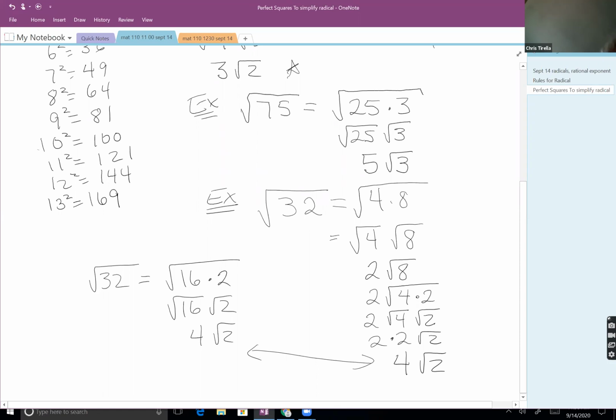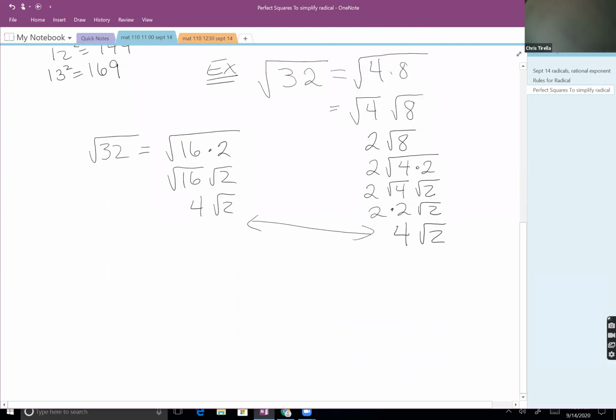They get interesting when you start throwing variables in there. If I have the square root of x to the 6th, what would I square in order to get x to the 6th? Something squared has to equal x to the 6th. But when I raise a power to a power, don't I multiply those exponents? So that would be x to the 3rd.